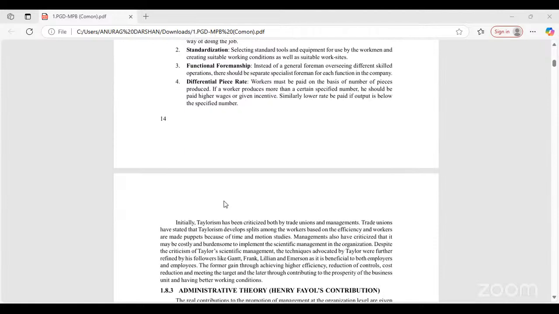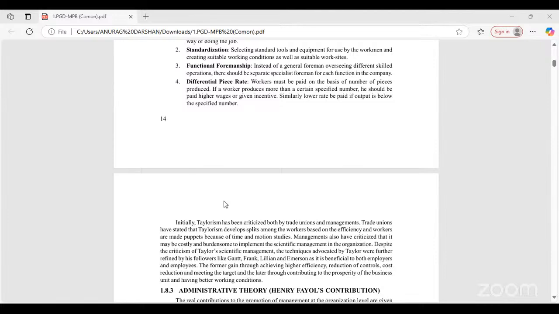Differential piece rate. Now, what is this differential piece rate? According to Taylor, the workers should be paid based on the number of pieces produced. For example, you must be knowing the piece rate. What is piece rate? The number of pieces produced in an hour. For example, 10 pieces are produced, 10 pieces into 5 rupees, 50 rupees should be paid per hour to the worker. So this is the standardized piece rate production.